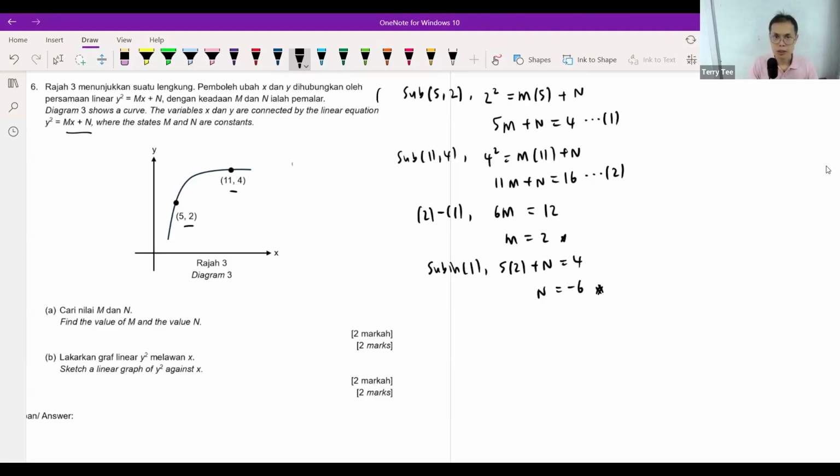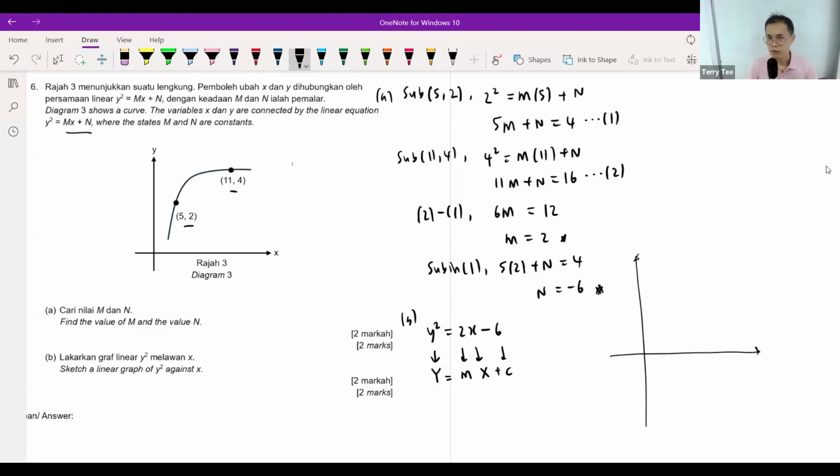Now that you know m and n, this is part A. I'm going to part B over here. We're going to rewrite this. Your y squared is now m, which is 2, x plus n. n is negative 6. So to convert this to linear form, treat your y squared as your big Y. This is your gradient. This is your big X. This is C. So it's very simple. We just have to draw a straight line graph.